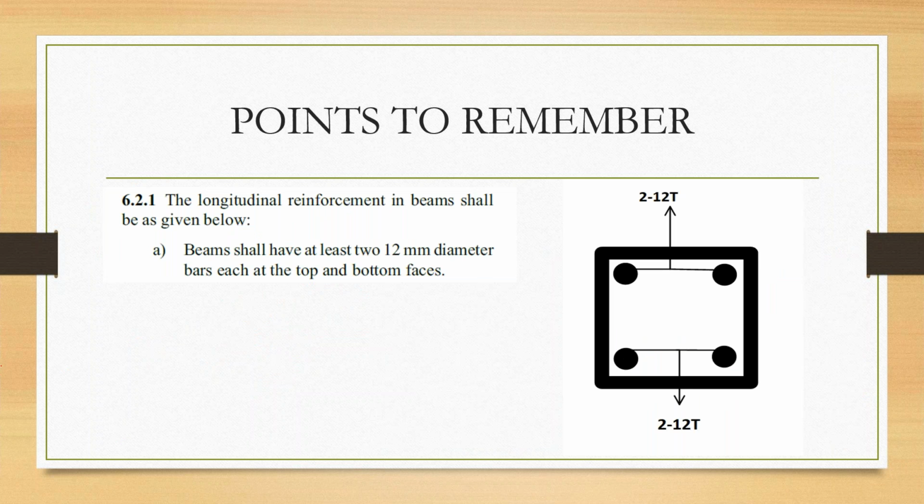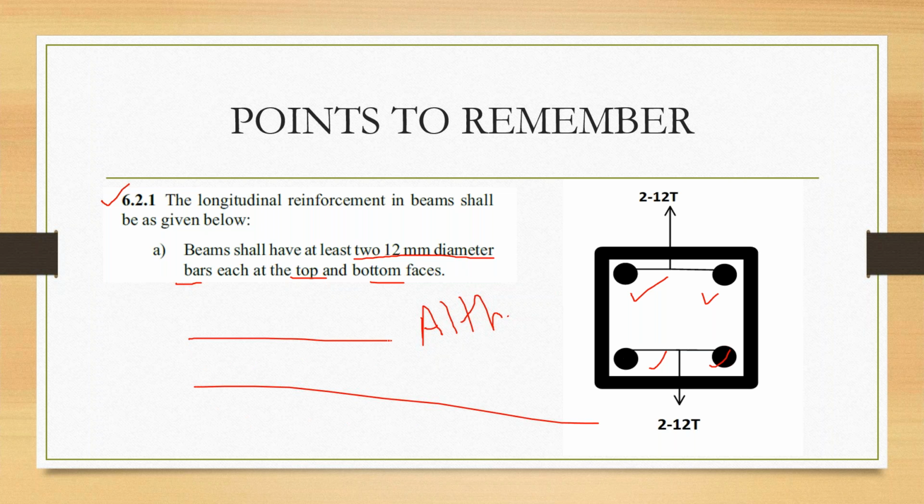Okay. Next part of it is clause 6.2.1. The longitudinal reinforcement in beam shall be given as below. Beam shall have at least two 12 mm diameter bars at top and bottom faces. That means this beam must have the reinforcement arrangement in this format at minimum. I'm talking about all through, meaning throughout the beam. If this is my beam, and these are the two reinforcements, that's the section view I'm showing to you.